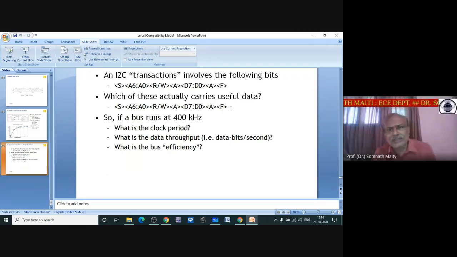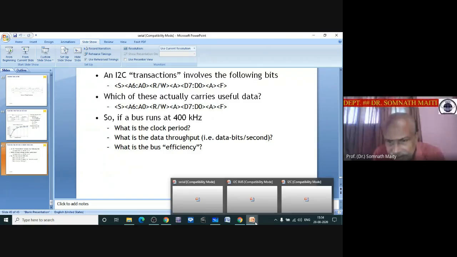Which of these actually carries useful data? So if a bus runs at 400 kilohertz, this is an example. Let's see how it happens.